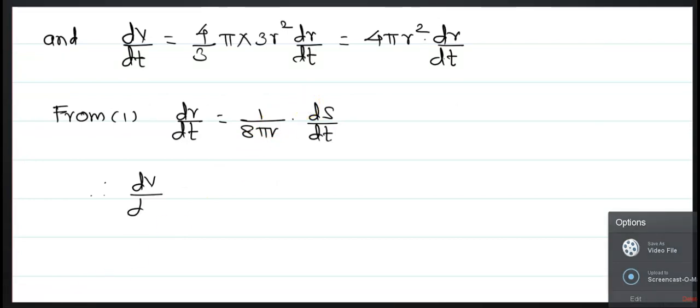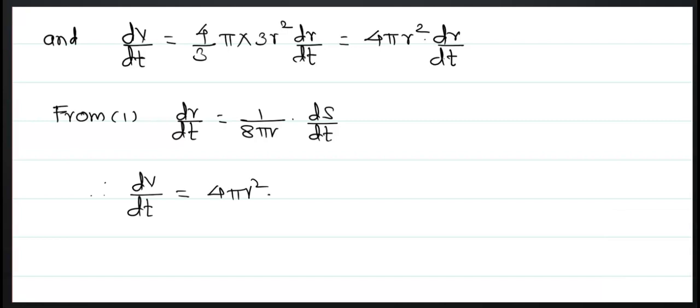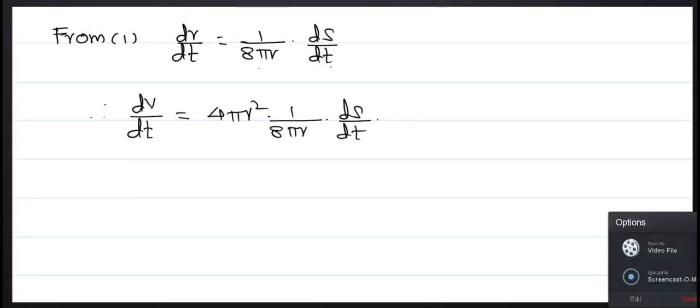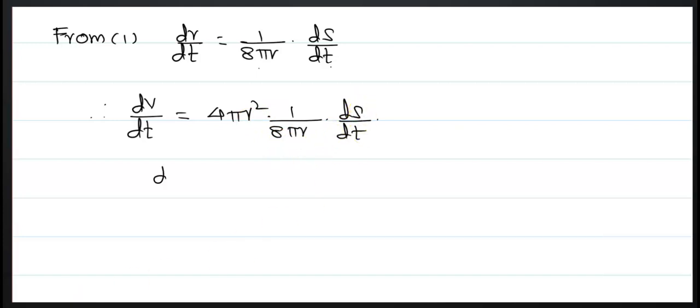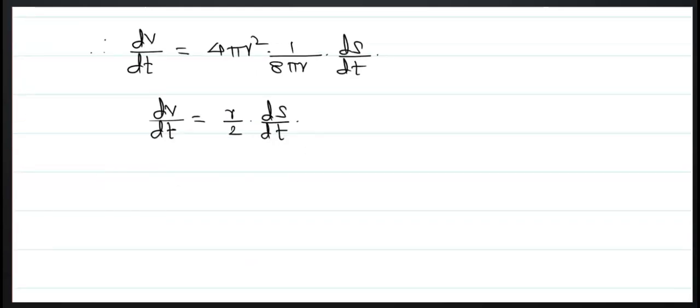Therefore, dV upon dt is equal to 4 pi r square into 1 upon 8 pi r into dS upon dt. dV upon dt is equal to r upon 2 into dS upon dt.